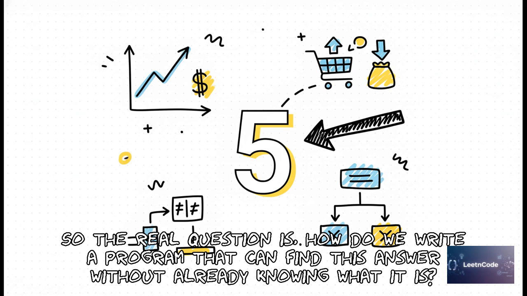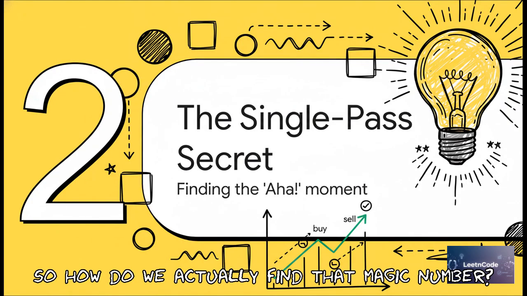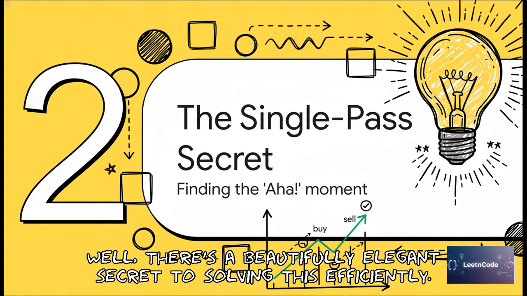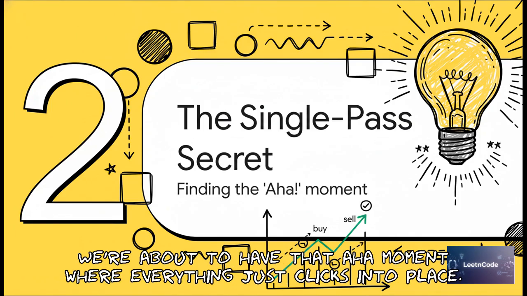So the real question is, how do we write a program that can find this answer without already knowing what it is? So how do we actually find that magic number? Well, there's a beautifully elegant secret to solving this efficiently. We're about to have that aha moment where everything just clicks into place.